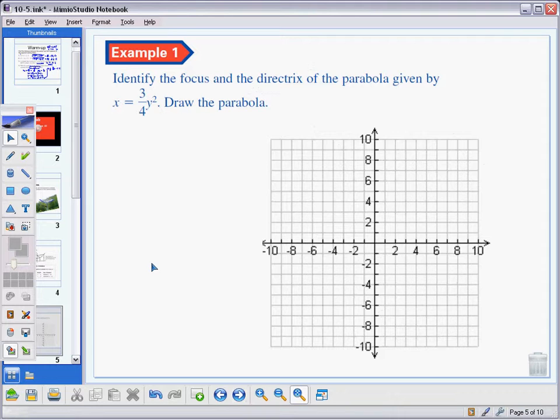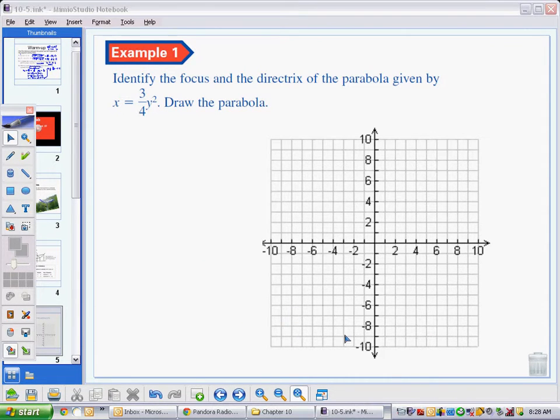Example 1: identify the focus and the directrix of the parabola given by x equals 3/4 times y squared. And then we want to draw the parabola. So why don't you go ahead and copy that down.